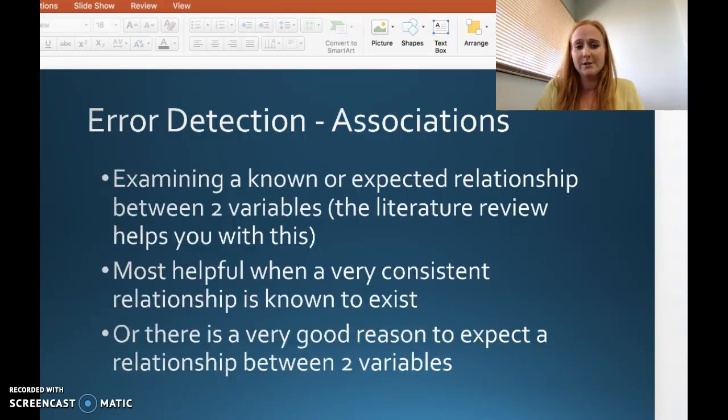Another way to detect errors is associations. So this is where we examine a known or expected relationship between 2 variables, where the literature review or your wonderment or you're jumping into the journals and the research on it, getting to know your topic, that's going to help you with this. Most helpful when a very consistent relationship is known to exist or there is good reason to expect one. So here's an example from criminology. You've probably been taught that there's an age-crime relationship, that as people age, they generally offend more up until about age 17 and a half.